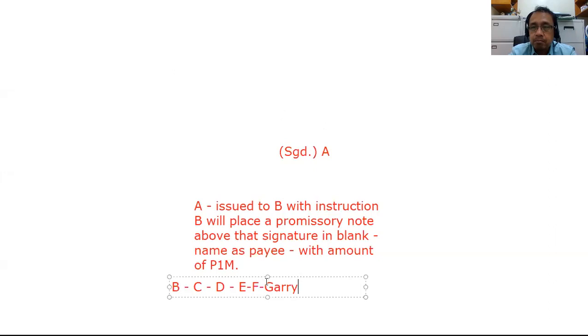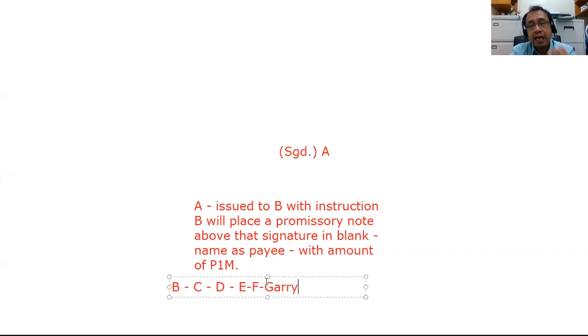Basta tandaan nyo yun. So that's the instrument under Section 14, so that it will be enforceable against those individuals whose signature appear thereon prior to completion. It is necessary that you follow the instruction given and fill it up within a reasonable time. Reasonable time depends upon prevailing or surrounding circumstances. It's not a fixed period of time. Tapos ang importante rin doon, you follow the instruction.